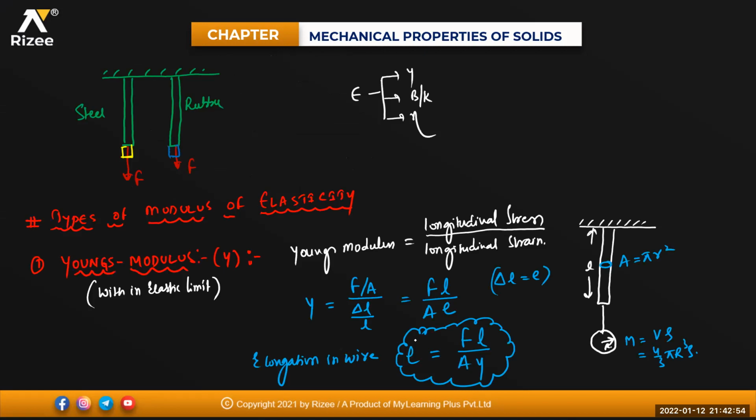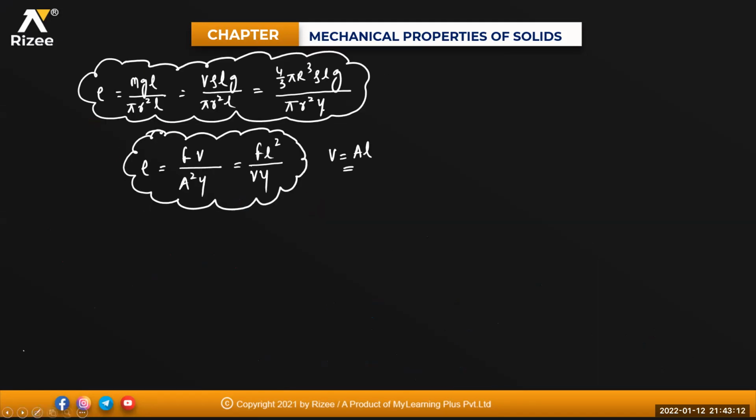Young's modulus Y is equal to longitudinal stress divided by longitudinal strain, or Y is equal to F by A divided by change in length by original length. Next one, number two, bulk modulus.